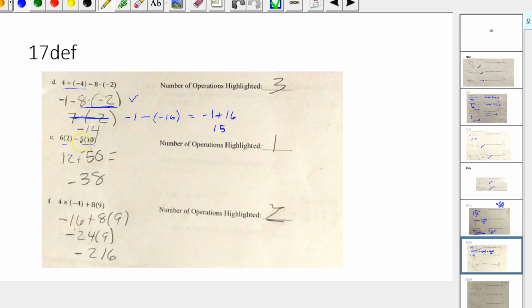Interesting. Here you did the multiplication first and waited on the subtraction. So 12 plus negative 50, it's negative 38. Good. Negative 16 plus 8 times 9. Now here you did the addition when you should do the multiplication first. So negative 16 plus 72, and that would be, let's see, 72 minus 16 is positive 56.